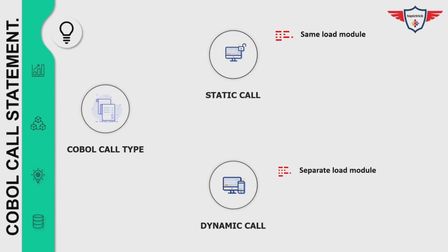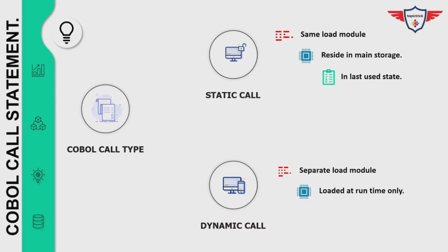Instead, it is link edited into a separate load module, and it is loaded at runtime only when it is required. But in static calls, the load module is already present in main storage, and the branch to the subprogram is performed. And whenever you have subsequent execution of call statements, whether it is a static call or dynamic call, the called program will always be in the last-used state.